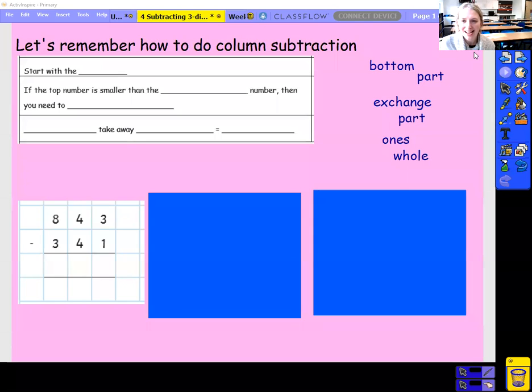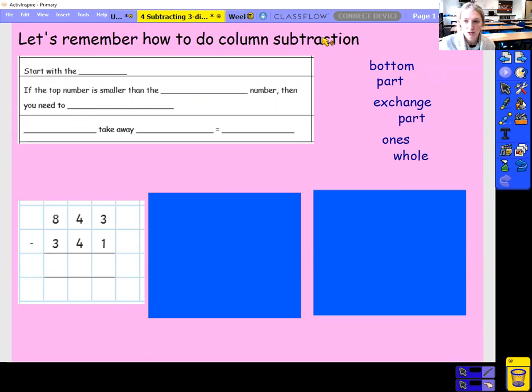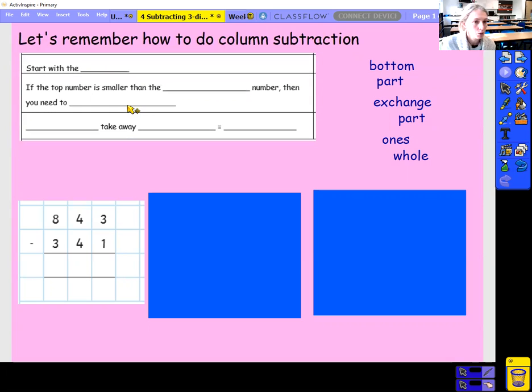Okay, so I thought we would start with a bit of revision this year on column subtraction, which we haven't done in a while. Let's see if we can remember, looking at our success criteria, what we need to do when we're doing column subtraction. Remember, we're setting out our numbers in terms of ones, tens and hundreds. We need to start with the, and here are my words to choose from, start with the bottom, start with the part, start with the exchange, start with the ones.